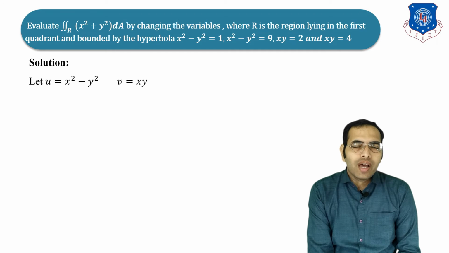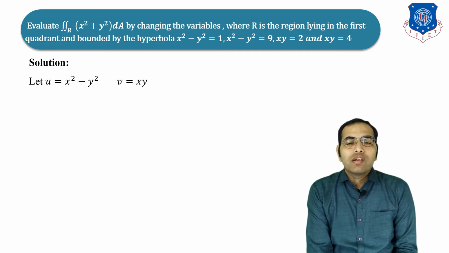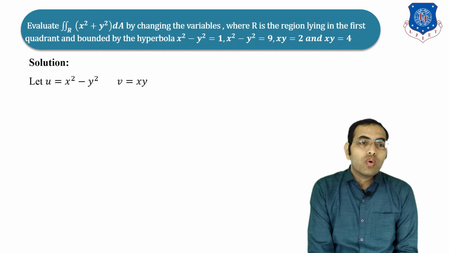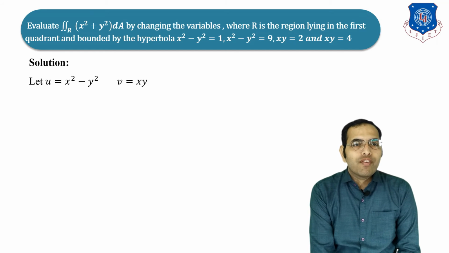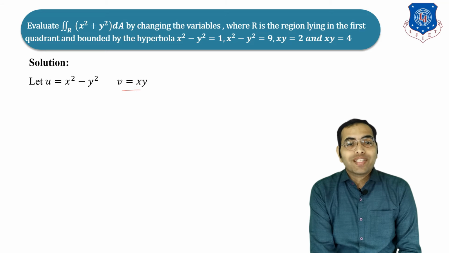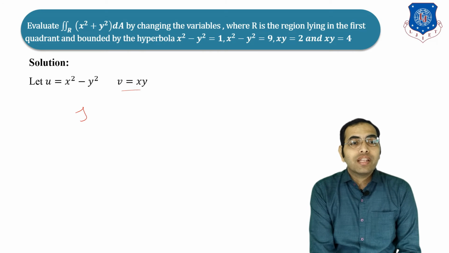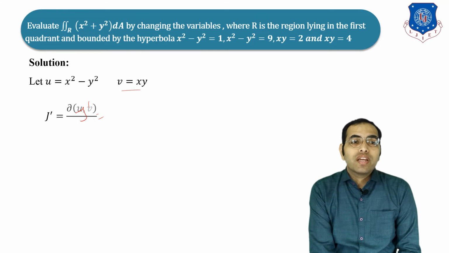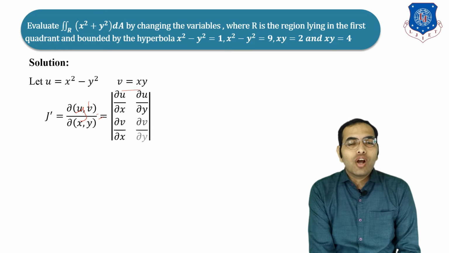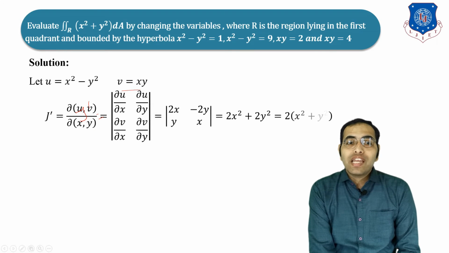Firstly, we have the equations of the hyperbolas and we are not given the values of u and v, so first we have to consider u equal to x square minus y square and v equal to xy. Means our u and v are functions of x and y. Then firstly we have to find J dash. J dash equal to del(u,v) upon del(x,y), means partial derivative of u and v with respect to x and y.